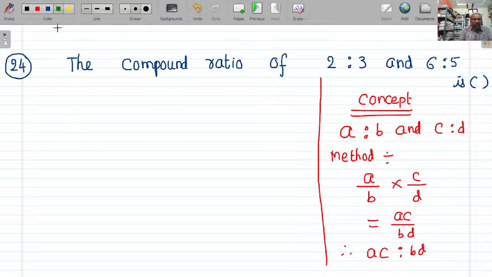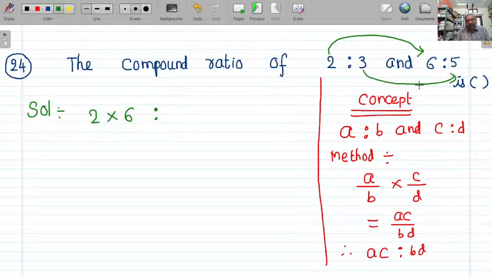So now using this concept, the compound ratio, we can write 2 into 6 is to 3 into 5. So this we can further simplify: 3 1s are 3, 3 2s are 6. So the answer is 4 is to 5. This is one of the methods you can adopt.